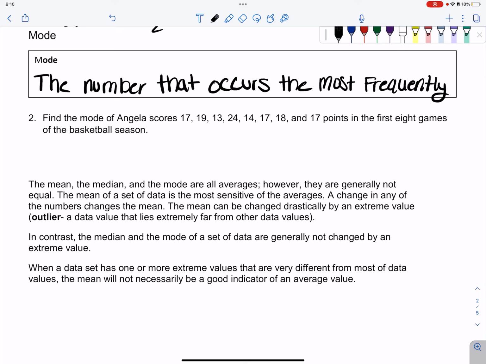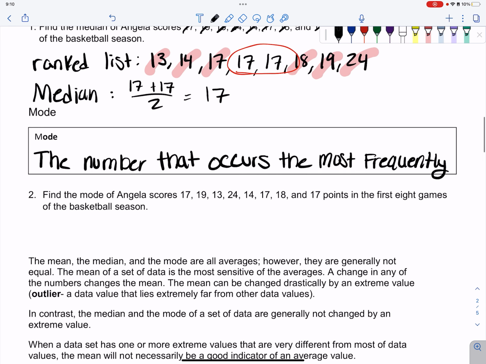So now, for our example for finding the mode, we are once again going back to the basketball scores that Angela had in their first 8 games of the season. And we want to find the number that occurs the most frequently. One thing that I like to do with finding the mode is to just go back to the ranked list that we use to find the median. This is because that already has the numbers ordered, and we can very easily see any numbers that have repeats.